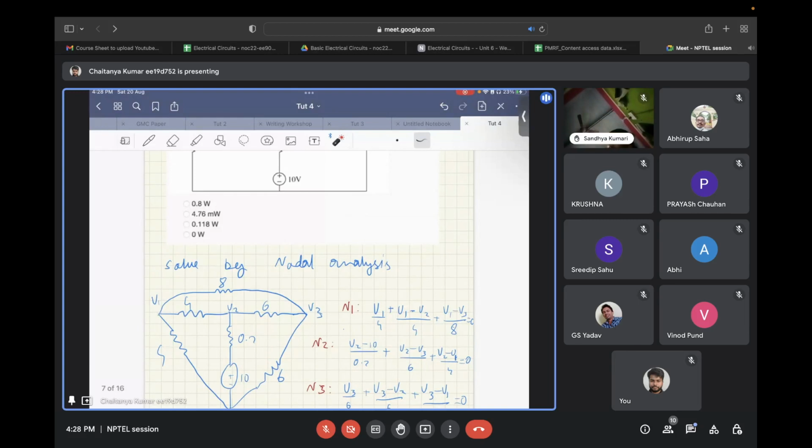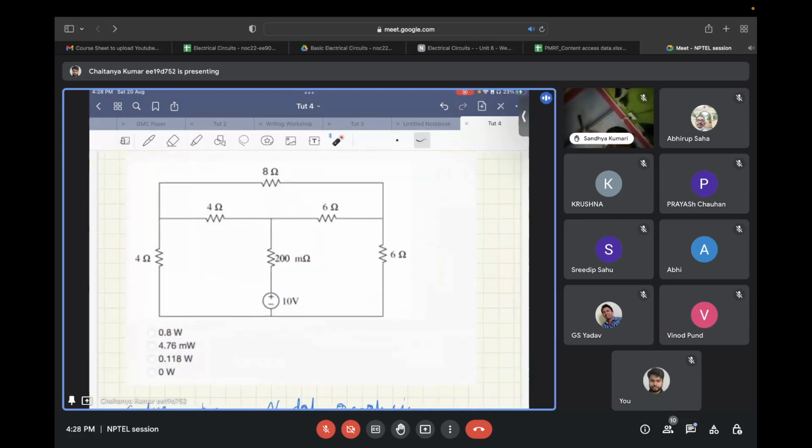However, can you guys see any symmetry in the circuit that can be exploited to solve this question quickly? Can anyone see it? Please try to search for it if anyone can see this.